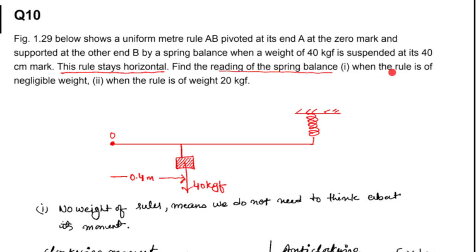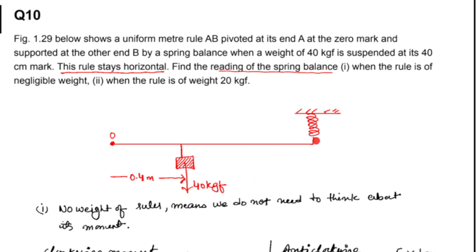Number one, when the rule is of negligible weight. Second, when the rule is of 20 kilogram force, when it has some mass and when it doesn't have any mass. So in both conditions, we need to solve it. First, let's consider when it doesn't have any mass. We have to consider only this mass, and the force will be balanced by the spring. It wants to give a clockwise movement, so the spring has to provide upward force to create the anti-clockwise movement, and that's how it will balance and we'll get to know the reading.